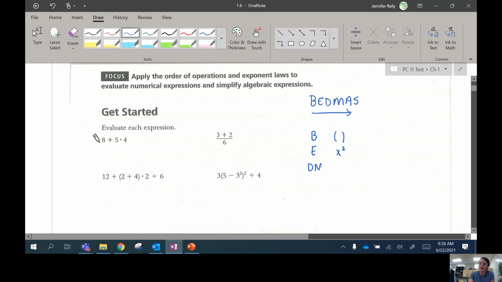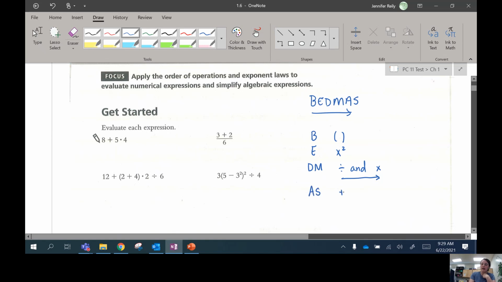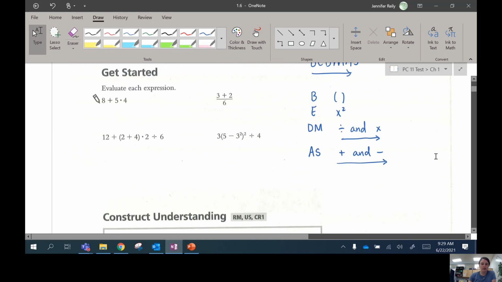And then what's important is D and M, dividing and multiplication, come at the same time, and you do it in the order in which you read. So from left to right in the equation. So you might actually do multiplication before you do division if the multiplication comes first in the equation. And then same with adding and subtracting. Again, it's in the order in which you read. So if there's both adding and subtracting in the equation, you would do it from left to right as you read the equation. Okay, so just a couple of examples here.